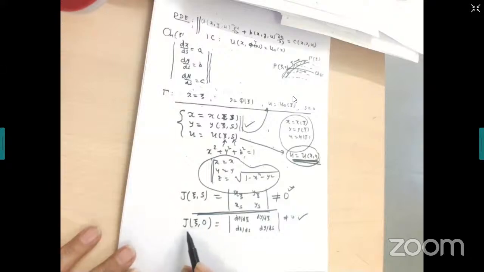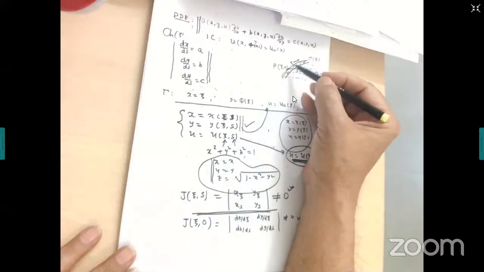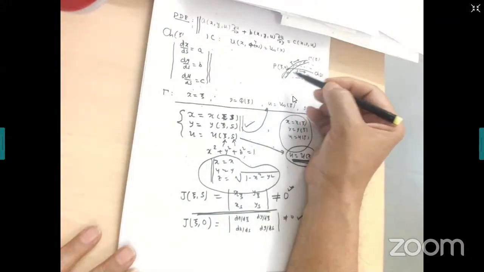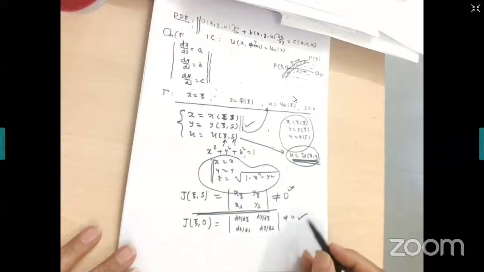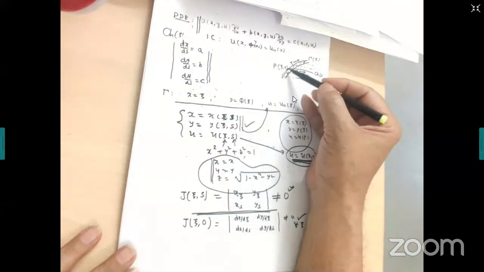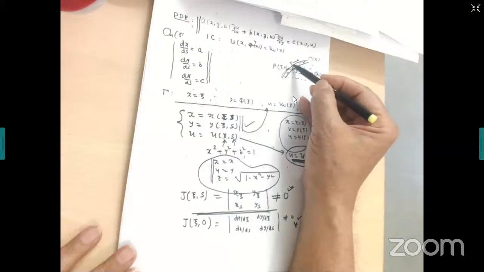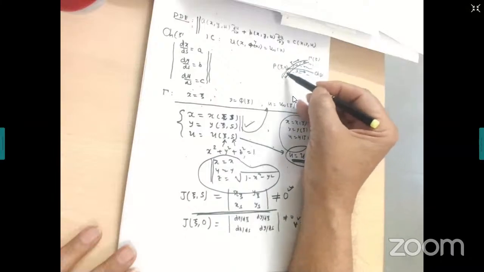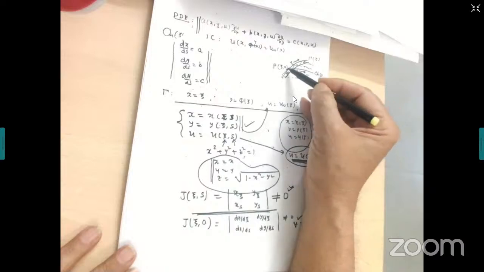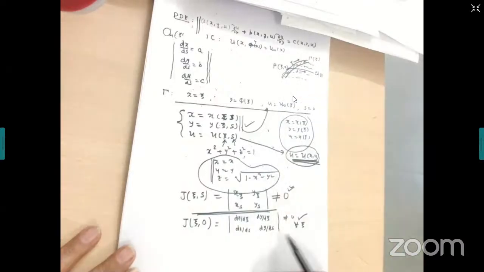We should check what happens to the Jacobian at any point on gamma, whether it is different from 0 for every xi, because this P is quite arbitrary here. I am looking for characteristics emanating from each point. This is a typical point. So if it holds for every xi, it means it has a unique solution, provided there is one more condition.